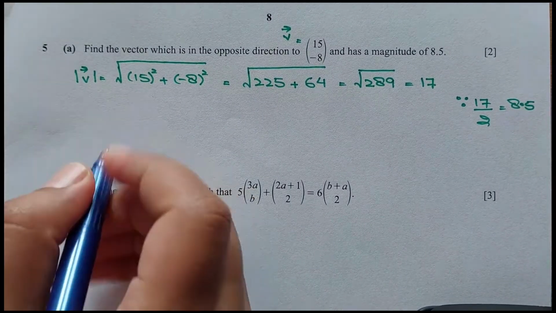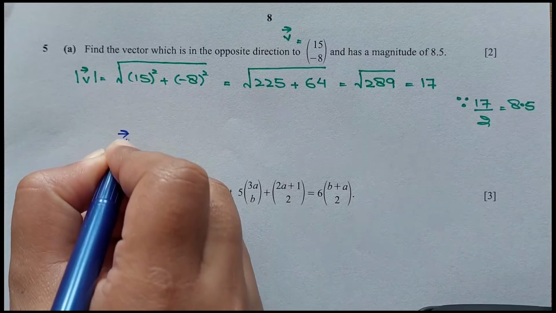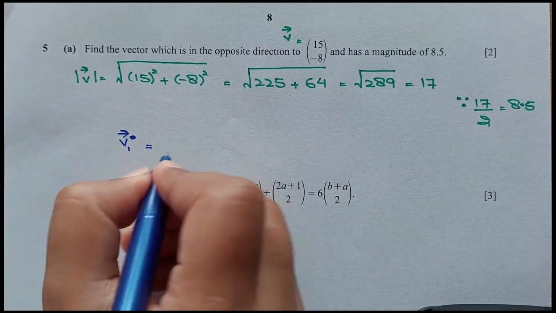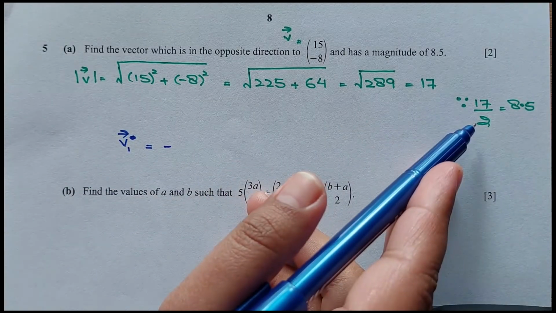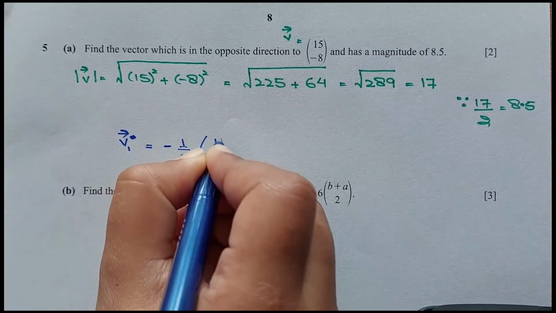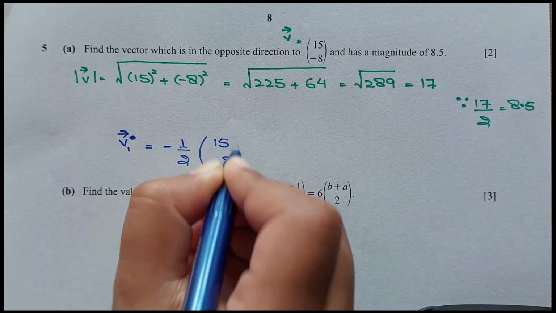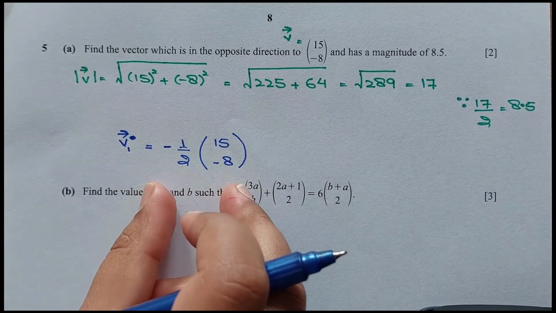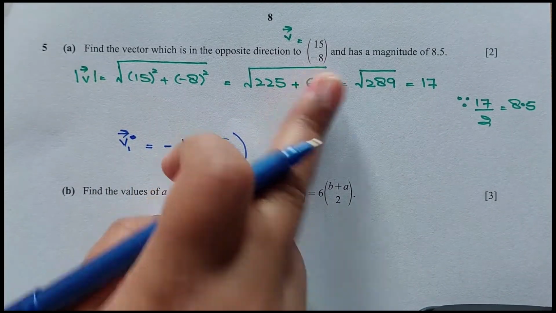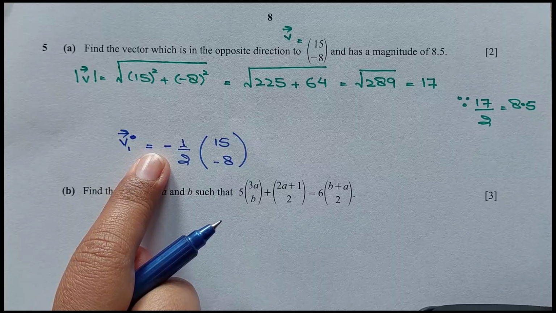So the vector is going to be, let's say, v1, okay, with a negative, and if it is divided by 2, negative 1 by 2 of the given vector (15, -8). Now this vector has a magnitude of 8.5 and it is in the opposite direction to this vector because it has a negative sign.